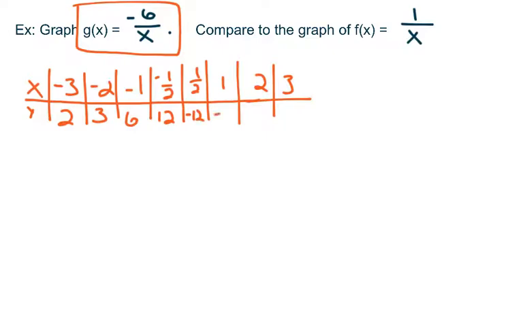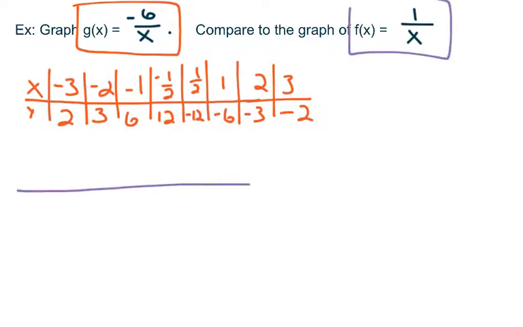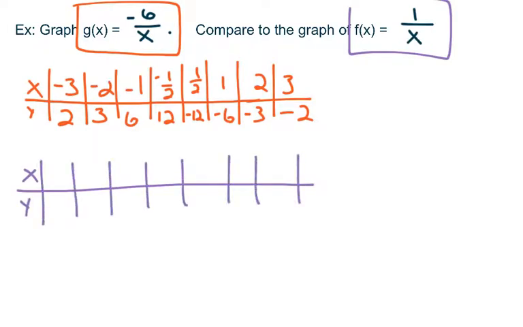Negative 6 over 1 is negative 6. Negative 6 over 2 is negative 3. And negative 6 over positive 3 is negative 2. Okay, so compared to the graph of f of x equals 1 over x, I'll do that in purple. Okay, so I'm going to use those same x values. So x, y, 1, 2, 3, 4, 5, 6, 7 lines for my 8 values. Negative 3, negative 2, negative 1, not 0. Not going to use 0. Going to need the halves, negative 1/2, positive 1/2, 1, 2, and 3.